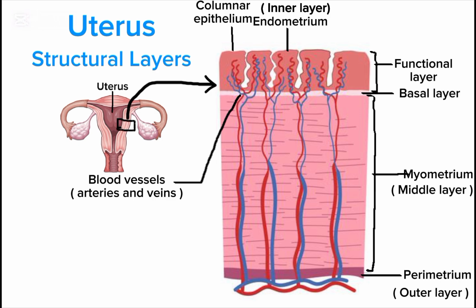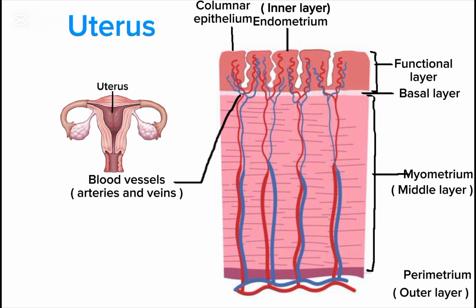Functional layer is the upper layer. It thickens and becomes rich in blood during the mid of menstrual cycle to prepare the uterus for implantation of fertilized ovum. If ovum is not fertilized, then this functional layer is shed during menstruation. Basal layer lies next to the myometrium and is not lost during menstruation. It is the layer from which the fresh functional layer is made during each cycle.